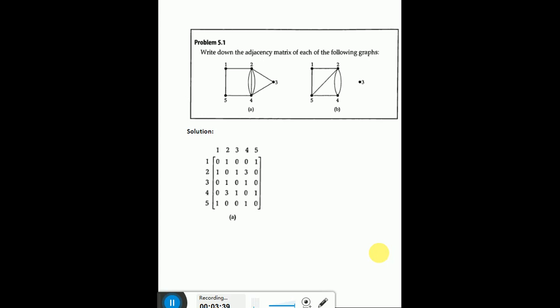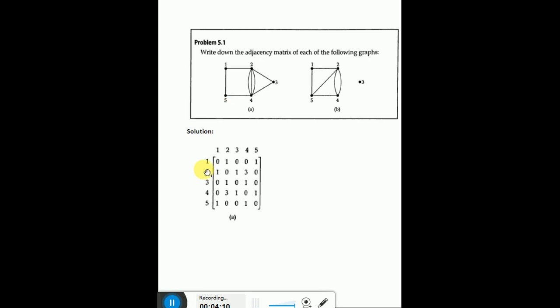Now we have a problem: write down the adjacency matrix of each of the following graphs. I am discussing only the graph in part A. The vertices 1 to 5 are labeled here, and 1 to 5 again are represented here.